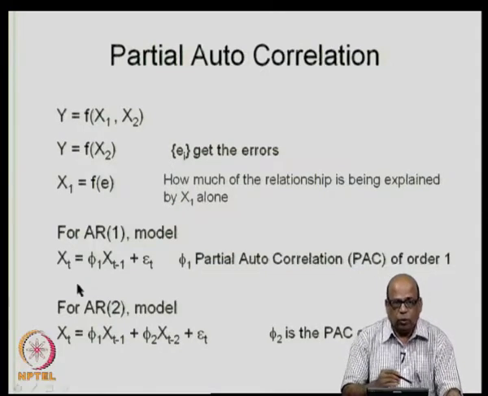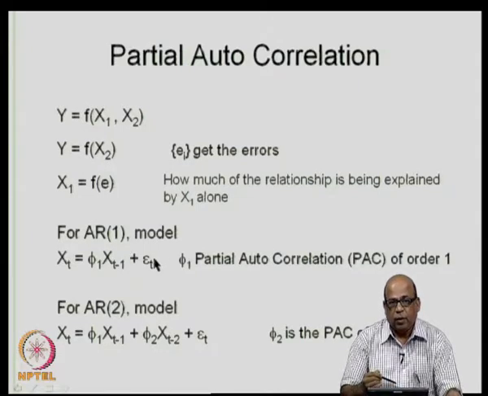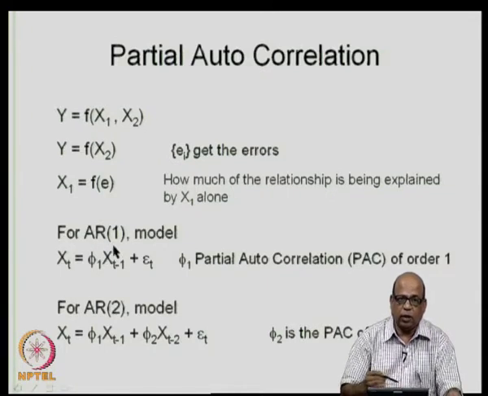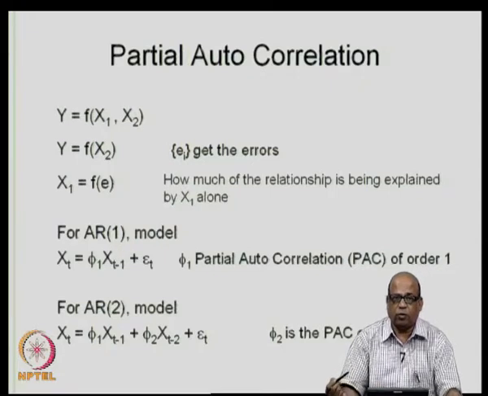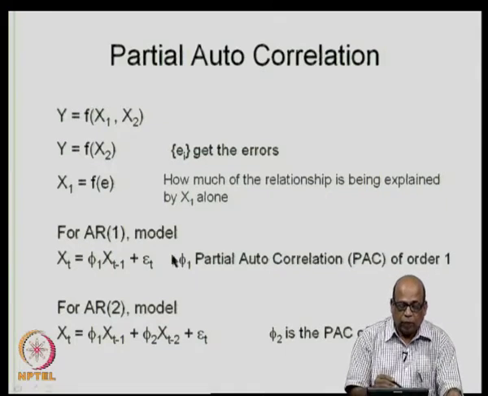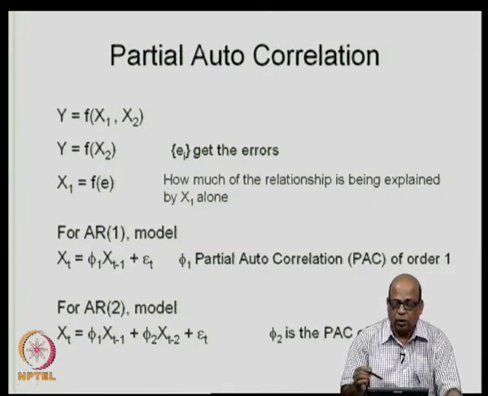The AR1 model that we wrote as x t is equal to phi 1 x t minus 1 plus epsilon t, because you are dealing with only one variable, x t and x t minus 1, you are regressing x t on x t minus 1. The term phi 1 here provides completely the explanatory power of x t minus 1 on x t, and therefore, that itself becomes the partial autocorrelation of order 1. So, phi 1 of the AR1 model is in fact the PAC or the partial autocorrelation of order 1.